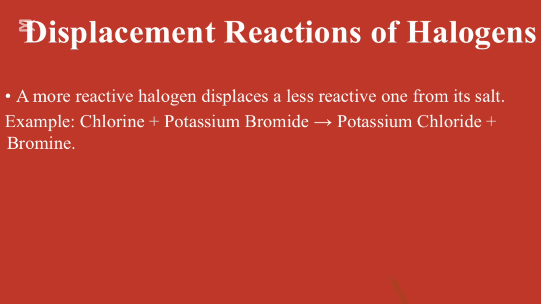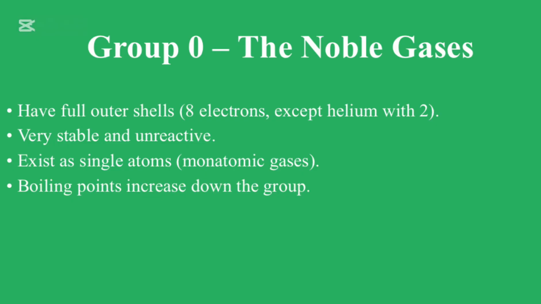So the more reactive halogen will displace the less reactive one. Now, I have talked about that. Let's go on to talk about another exam focus in our GCSE, which is what? The noble gases. Noble gases are elements found in group 0.